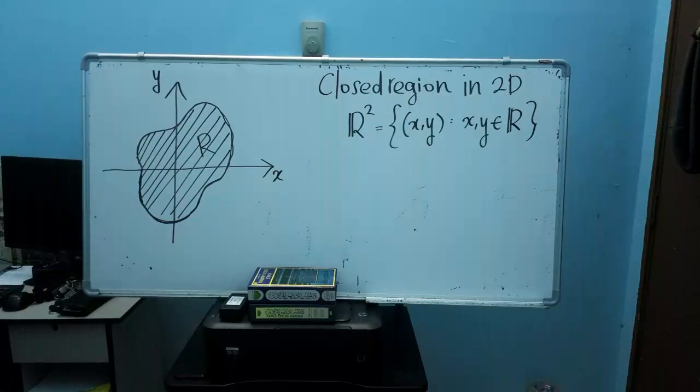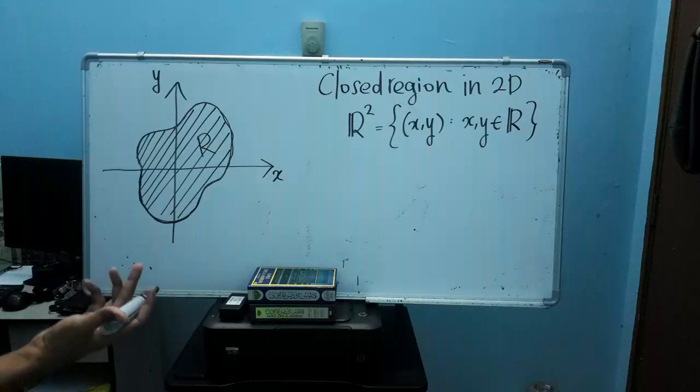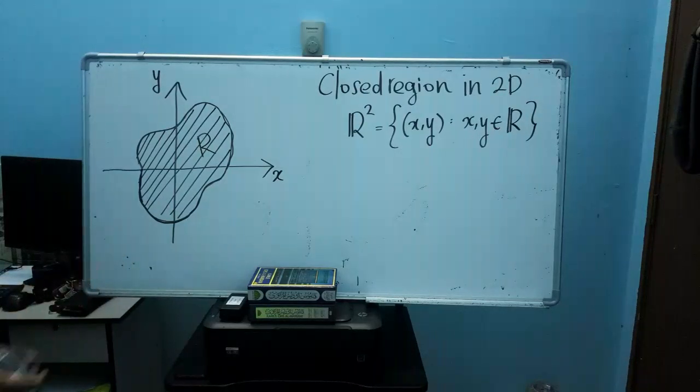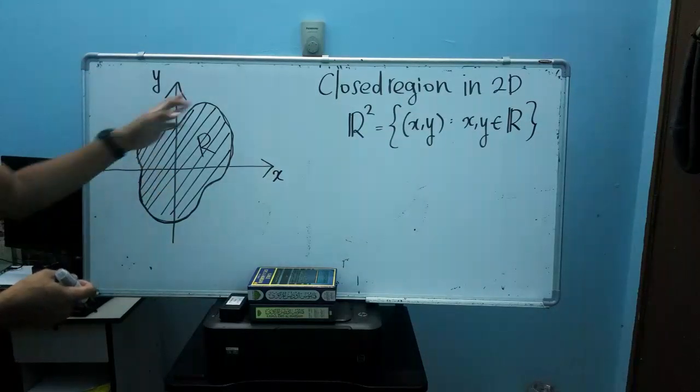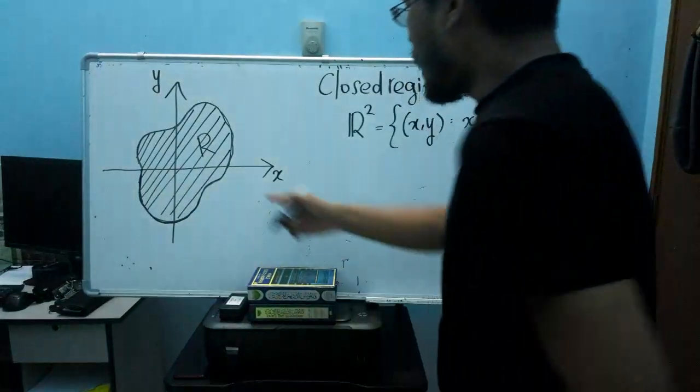I will not discuss in more detail the meaning of closed curve. I think this was already discussed in the analytic geometry course. If you forgot the meaning of closed curve, you need to recall it from that course. So now we have a closed region in two-dimensional, a closed region R.